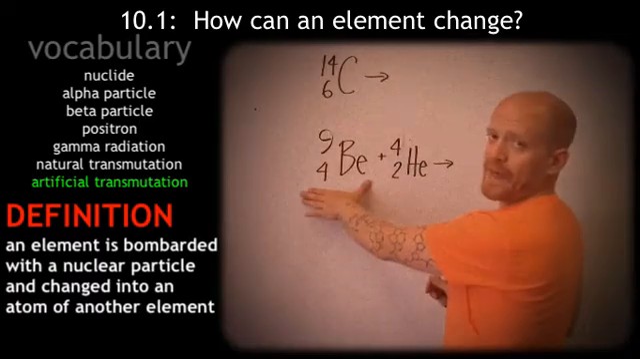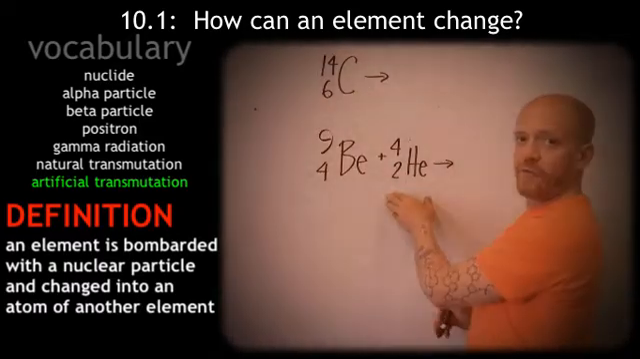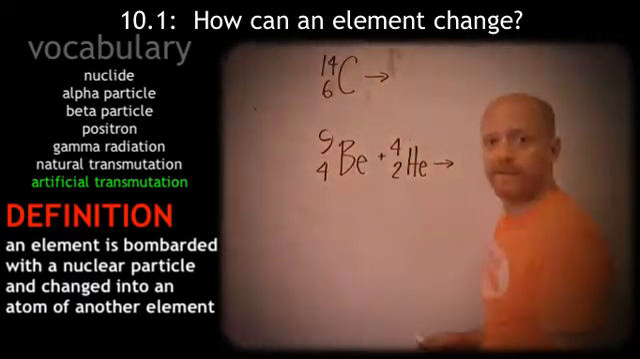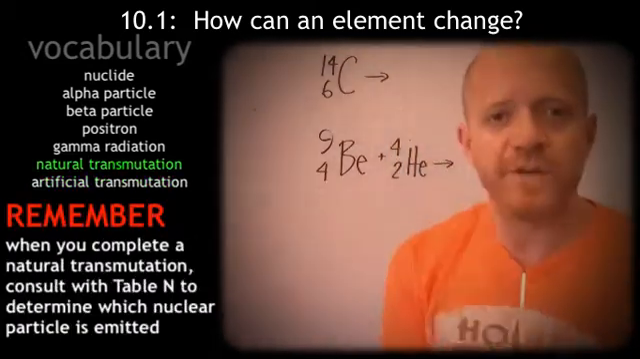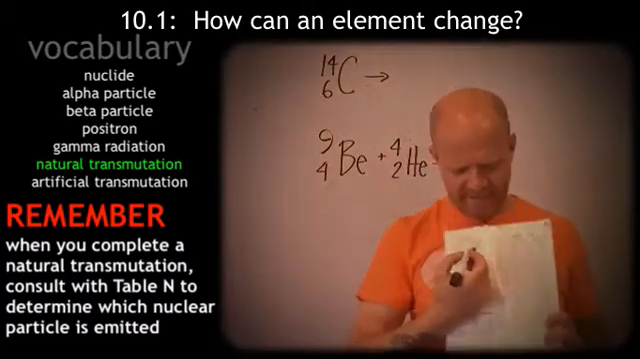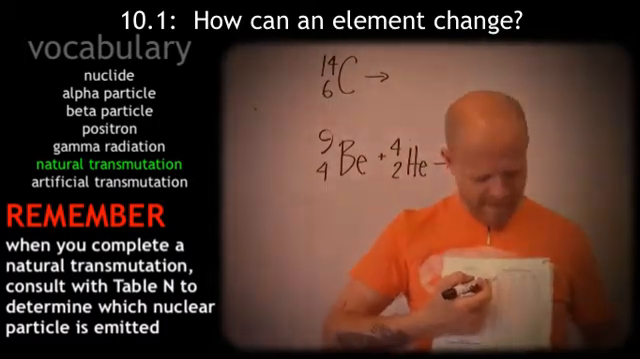I'm taking a beryllium atom and I'm bombarding it with alpha particles. I'm going to come to this one in a second. This first one, I have carbon-14. So I'm going to look on table N, and I'm going to notice that carbon-14 is the second one.